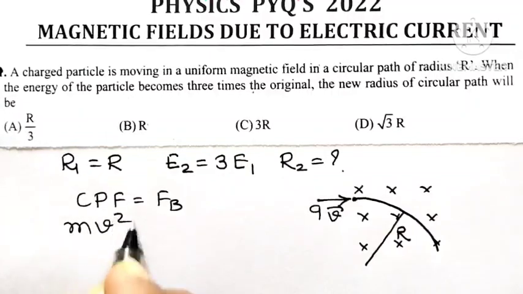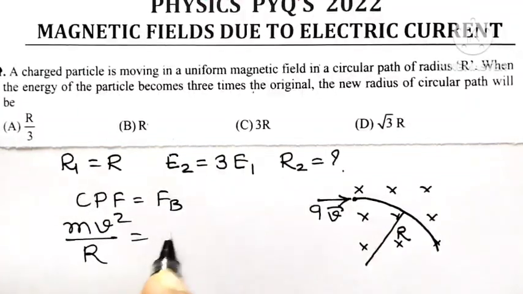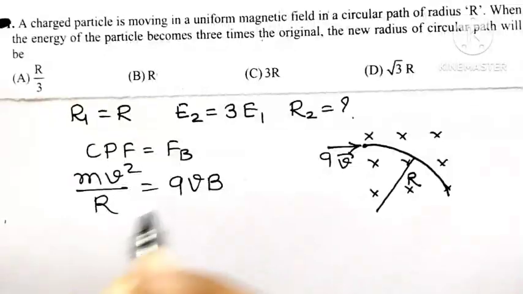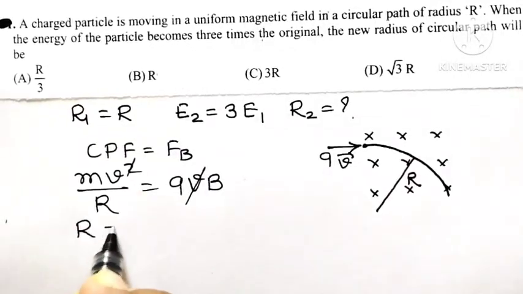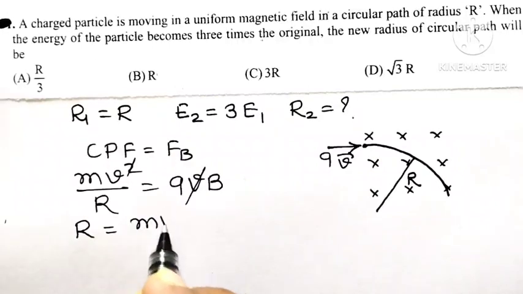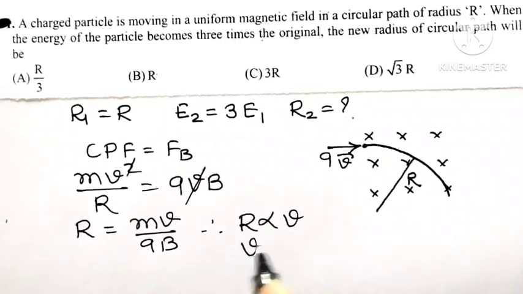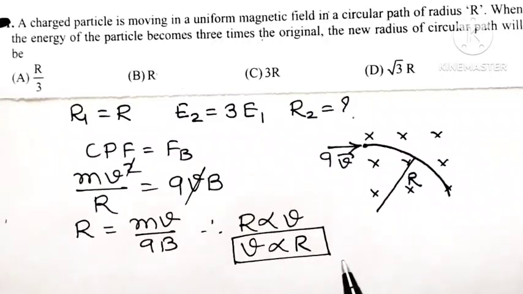CPF is mv square divided by r, equal to the force due to magnetic field, qvB. Actually it is q into v cross B, but as v and B are perpendicular, sin 90 is 1, and the force due to magnetic field becomes q into v into B. This v gets cancelled, or radius r is equal to mv divided by qB. Radius r is equal to what? mv divided by qB, means radius is directly proportional to velocity, or velocity is directly proportional to radius.